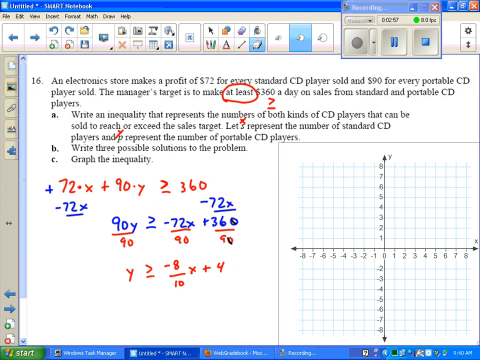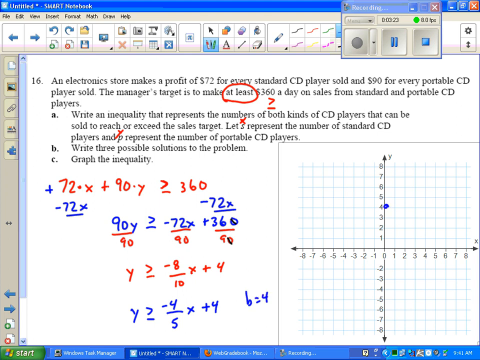And we can reduce that fraction. Y is greater than or equal to, the number 2 goes into both. 2 times negative 4 is 8, and 2 times 5 is 10. So negative 4/5 X plus 4. So here is our inequality in slope-intercept form, in a form that we can graph. Our B value of that form is 4.